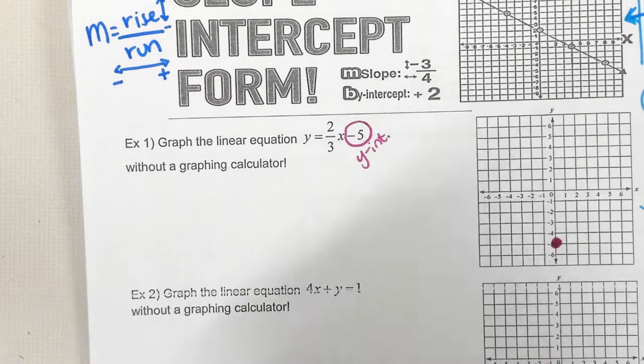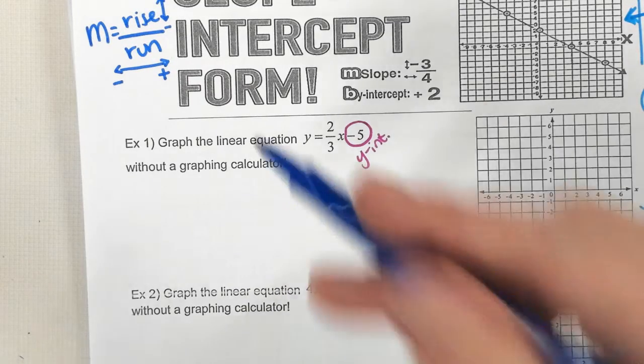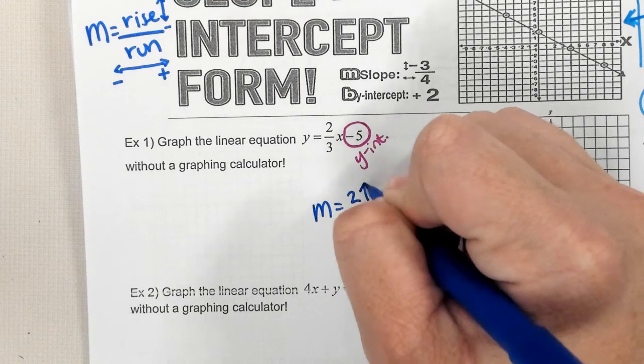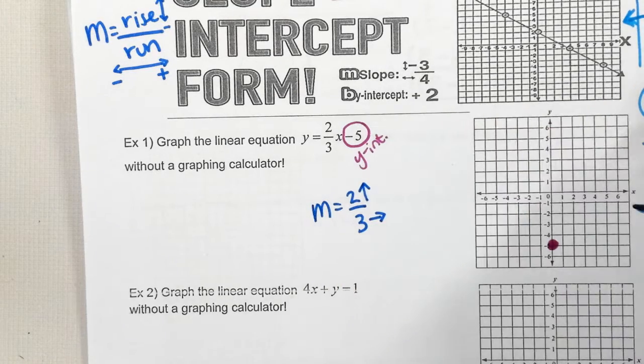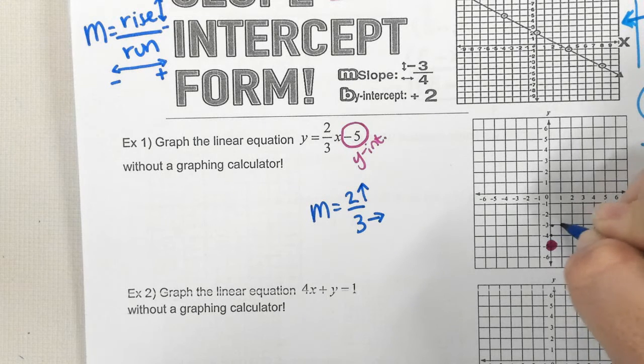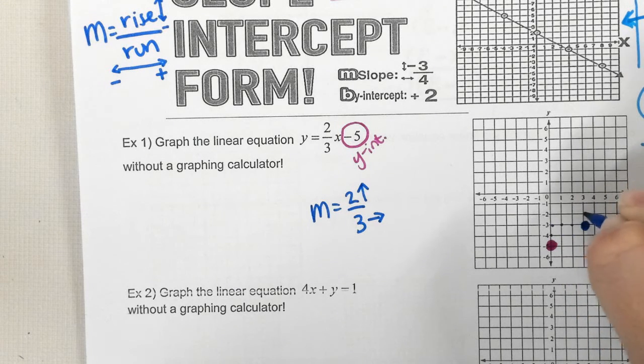And knowing that, what's your slope? 2 over 3. So wouldn't that be up 2, right 3? Rise 2, run 3. Yeah, it's positive, positive, so up and right. So from there, I'm going to go up 2, 1, 2, 3.